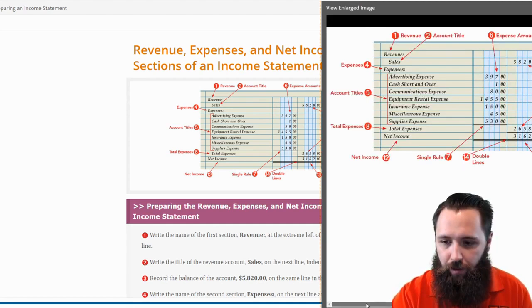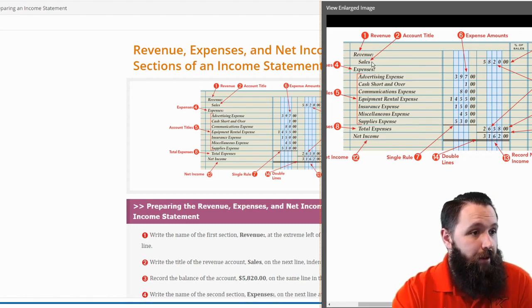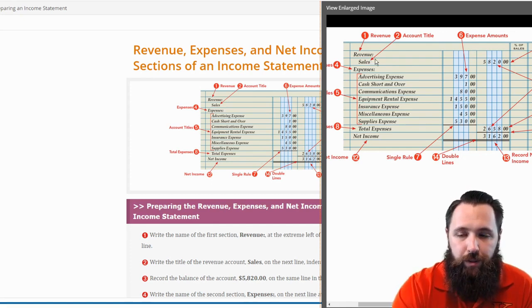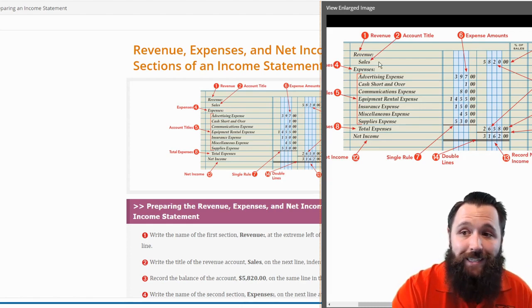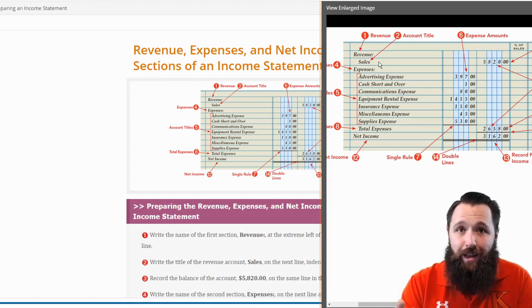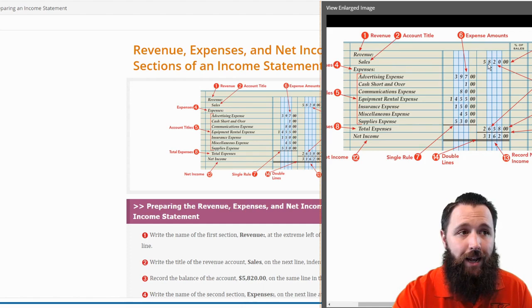Why is that? Well, because revenue is going to include our sales, okay? So it's pretty much saying, okay, here's our category of revenue. What are all the revenues that we have? Well, here we only have sales. So we just record sales, right? It's pretty much always going to be that. What's the revenues that we have? Well, it's our sales. We're a service business. In this case, we only have one account for sales though, and it's just sales. That's all. So we're going to record the amount of sales. And this revenue amount here is $5,820.